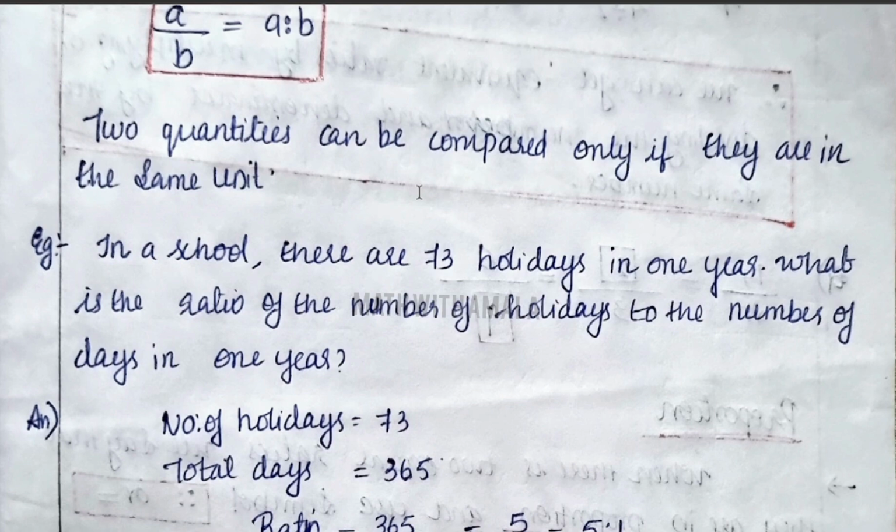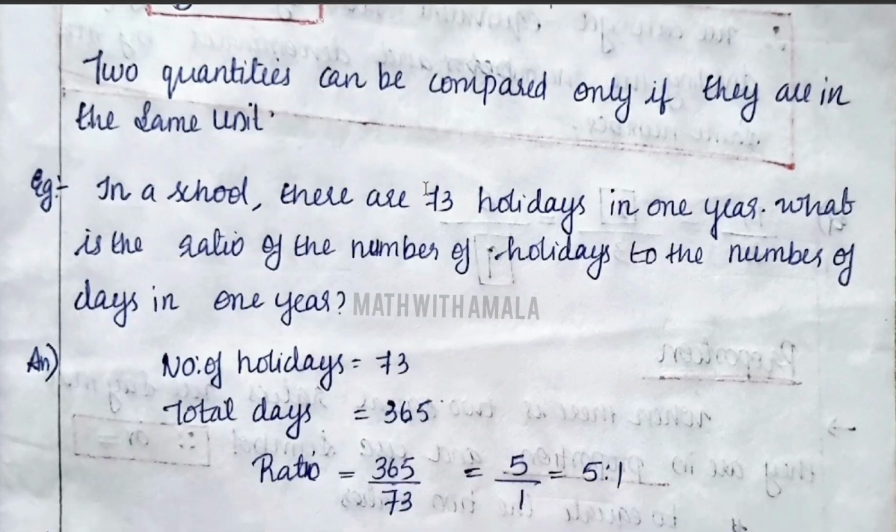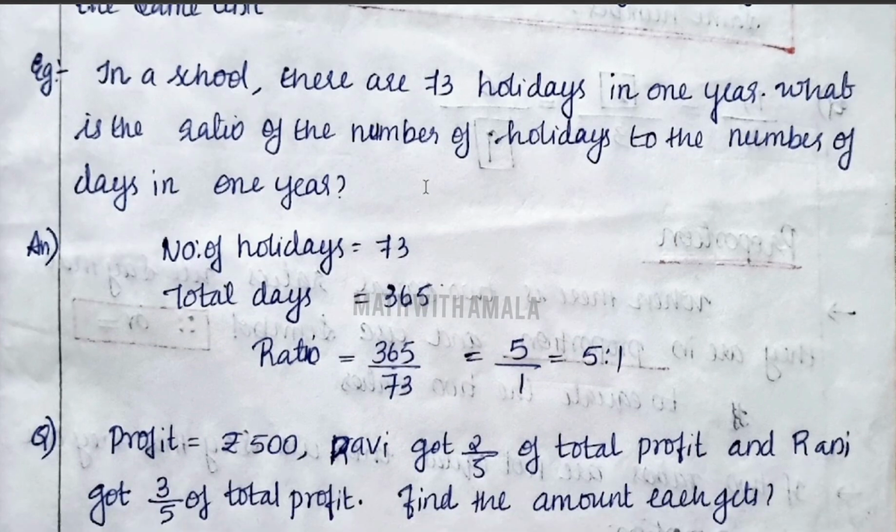For example, in a school, there are 73 holidays in 1 year. What is the ratio of the number of holidays to the number of days in 1 year? So we know that the number of holidays, as per the given data, is 73, and the total number of days in a year is 365. So the ratio is 365 by 73. That means you have to write the whole part at the top and the small part as the denominator. Hence you will get 5 by 1. You can relate it like the ratio 5 is to 1.